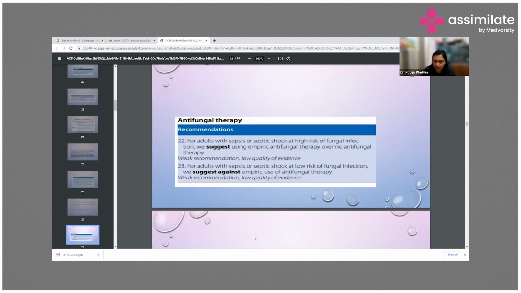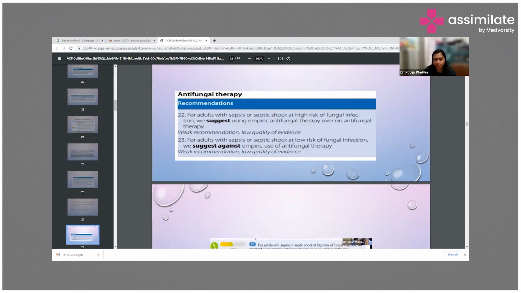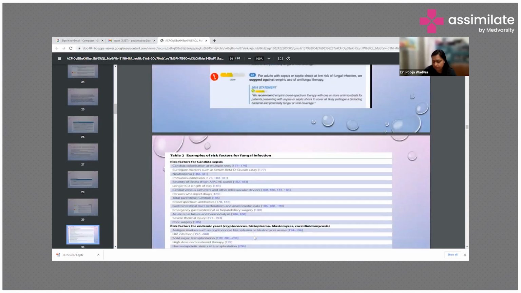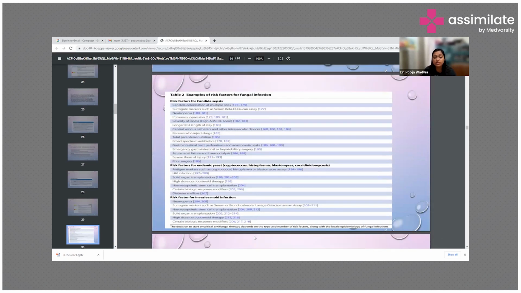Now coming to antifungal therapy. In patients who are in sepsis or shock with high risk of fungal infections, antifungals should be used. In patients who are at low risk of fungal infections, it shouldn't be used. Now, who are the patients who are at high risk for developing fungal infections? So, risk factors for Candida sepsis. Candida is the most common species which we encounter day in and out. One is Candida albicans and the others are Candida non-albicans.